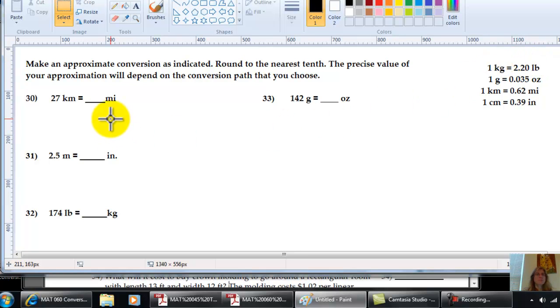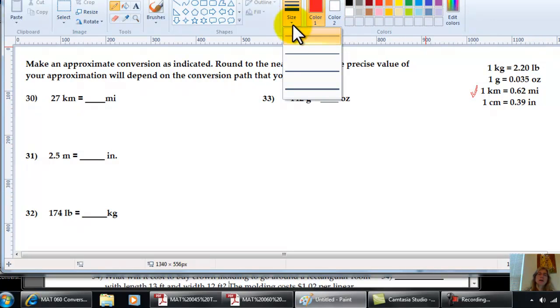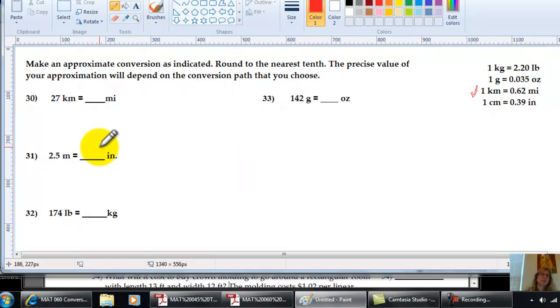Alright, so if we're going to change kilometers to miles, we have to choose the appropriate conversion factor, which of course will be one that gives us kilometers and miles. So 1 kilometer, I'll check mark by that, is 0.62 miles. So we can set up what's called dimensional analysis, and that's where you're using fractions. You always put what you're going to change. This is what you're changing, 27 kilometers.